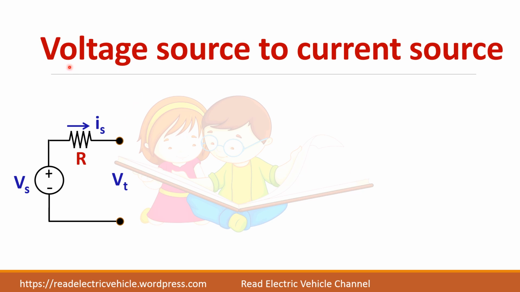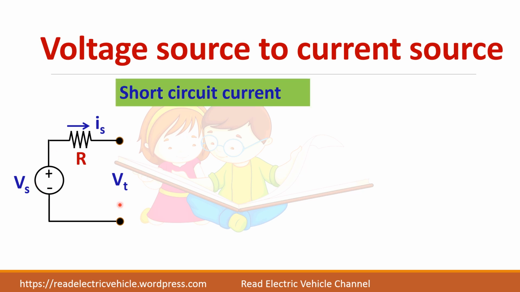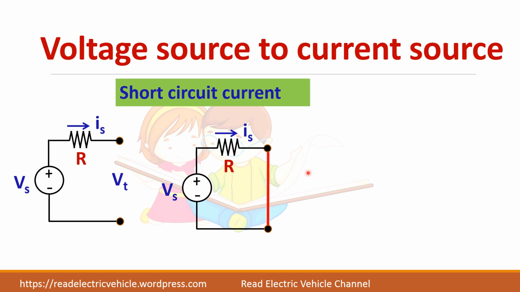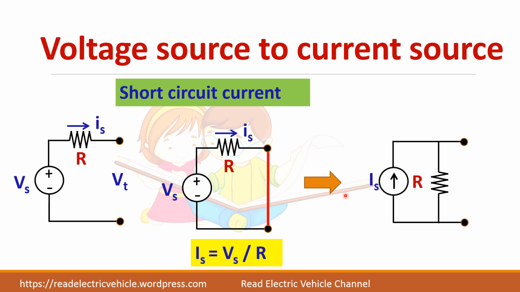So first let us see how to convert this voltage source to current source. So for the voltage source, first find the short circuit current. So you short the terminals and find what is the current. So when you short the terminals, this current Is will flow here. So Is is equal to Vs divided by R. So the equivalent current source will have this current Is and this resistance should be connected in parallel. So this becomes the equivalent current source for this voltage source.